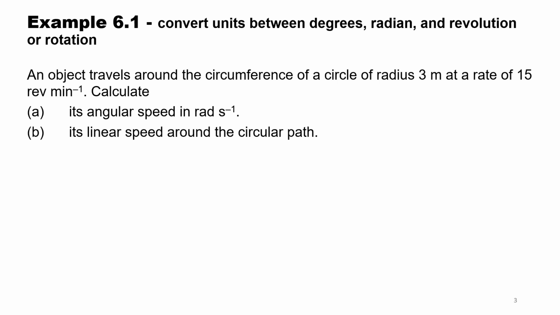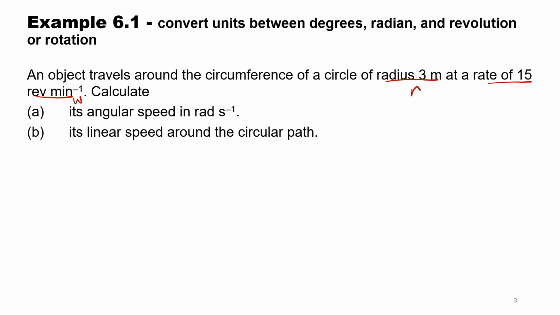Example 6.1. The objective is to convert units between degrees, radian, and revolution or rotation. An object travels around the circumference of a circle of radius 3 meter at a rate of 15 revolutions per minute. So the information that we have from the question, the first one is radius r, and then the rate of 15 revolutions per minute, which is omega.